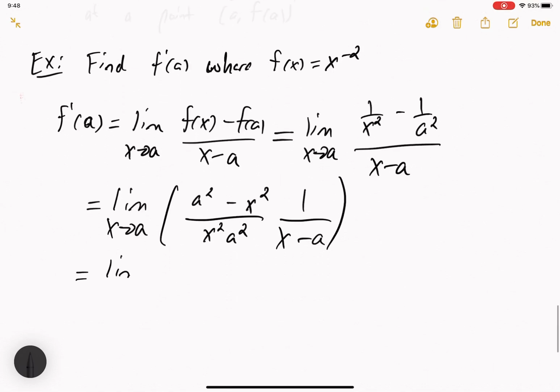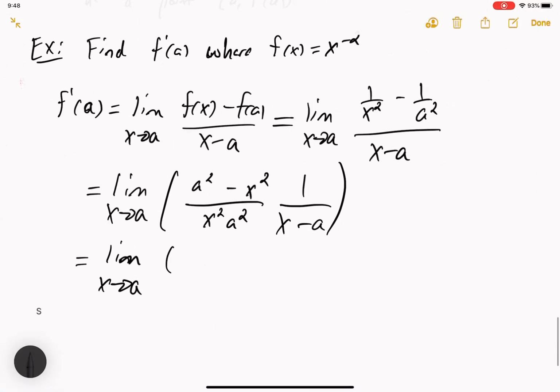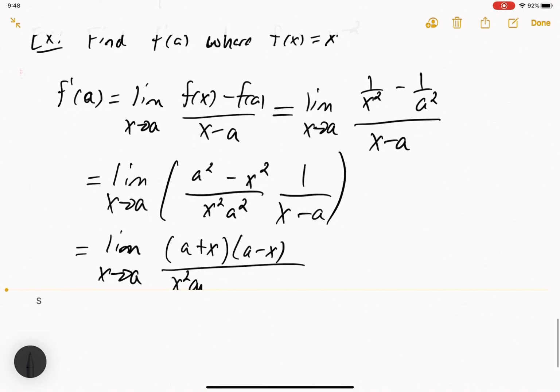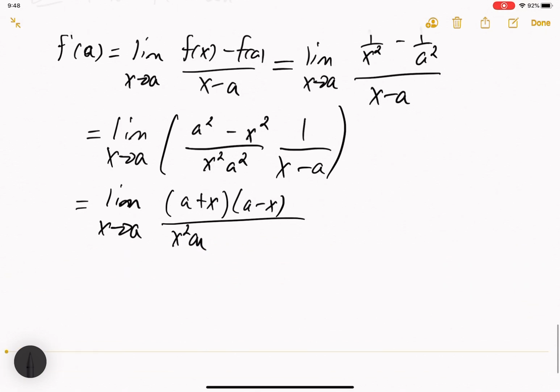So then let's begin to simplify now. So a squared minus x squared, that will be a plus x times a minus x divided by x squared. Okay, that's weird. So again, that'll be divided by x squared a squared, and then x minus a.